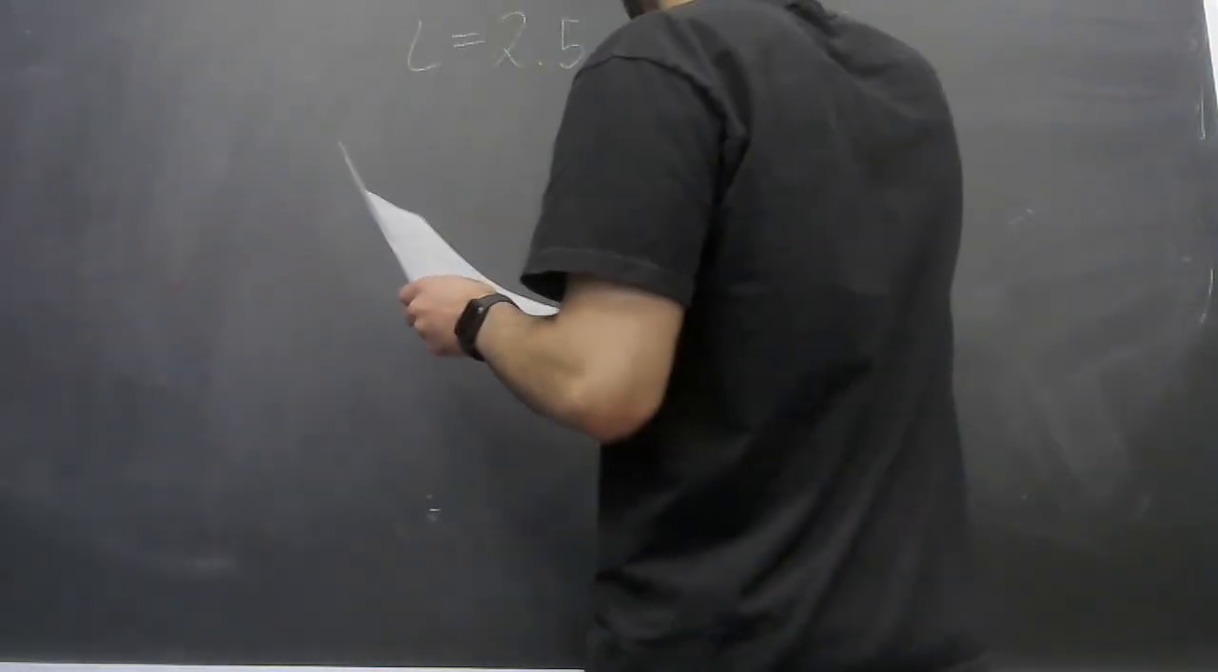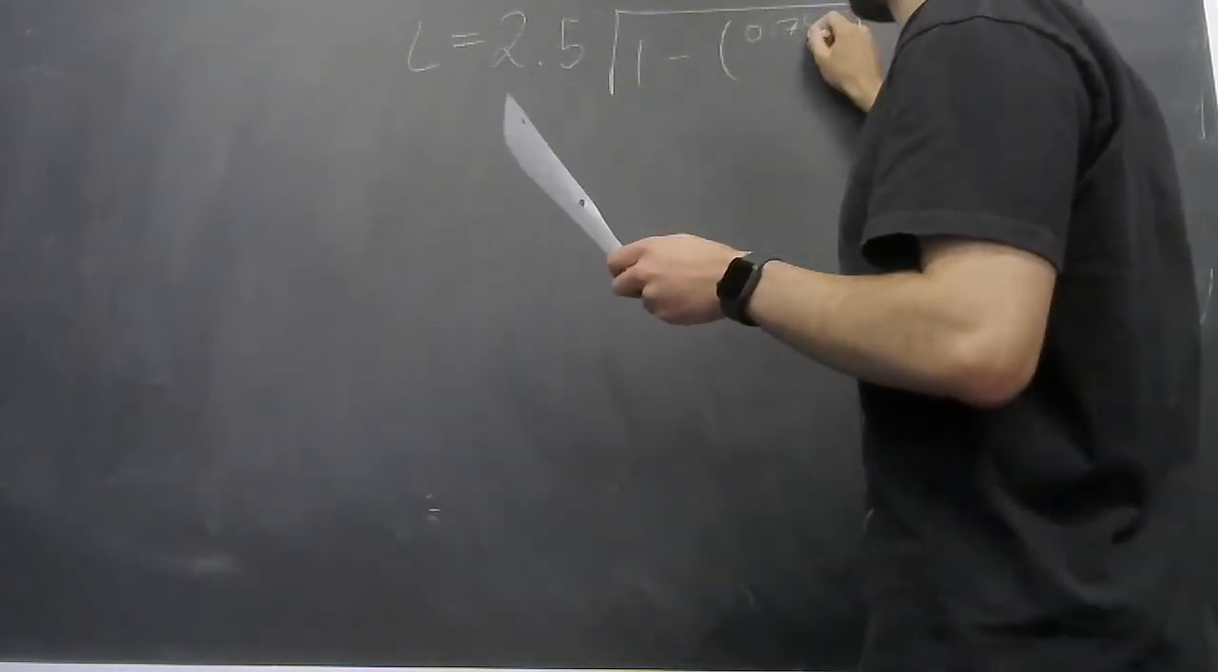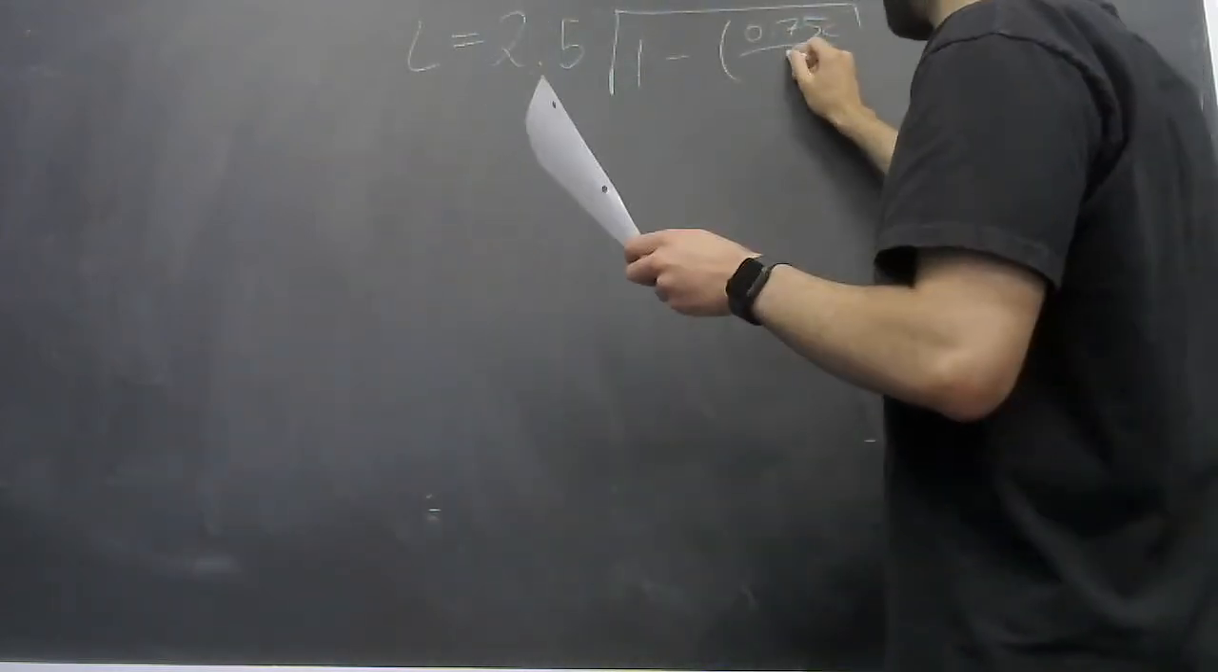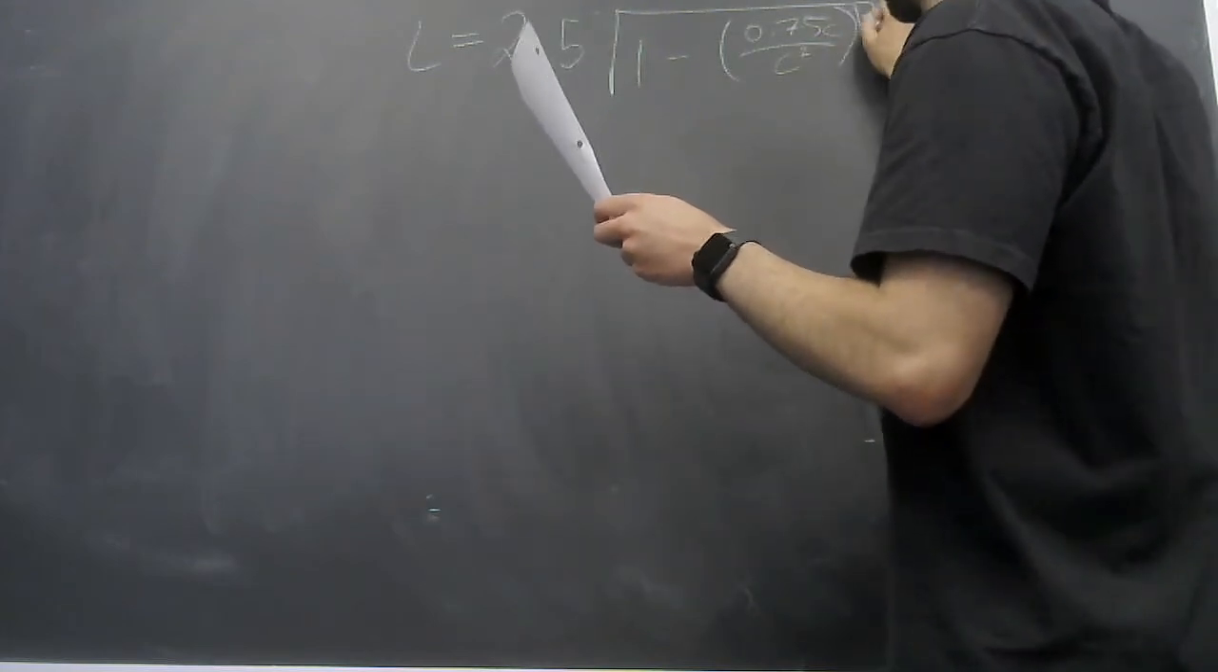So I'm going to say L, and I'm just going to plug in our L naught, 2.5 square root, and then we're going to say 1 minus, what's the velocity? 0.75 c, and then c squared. Is that right?